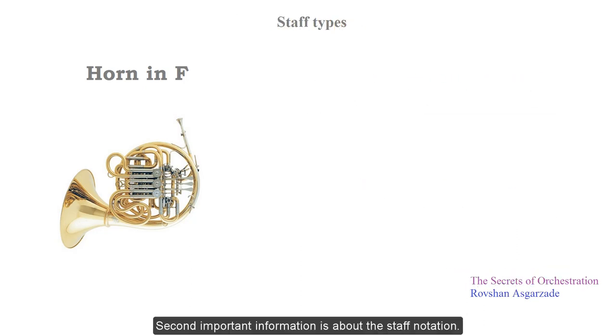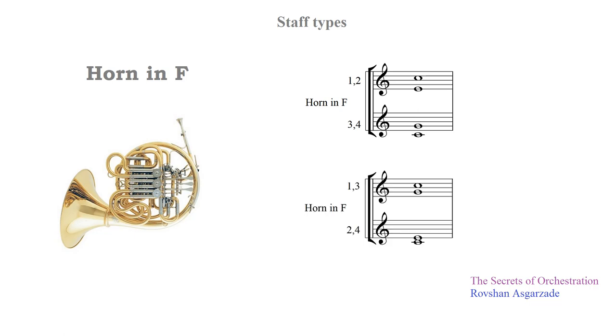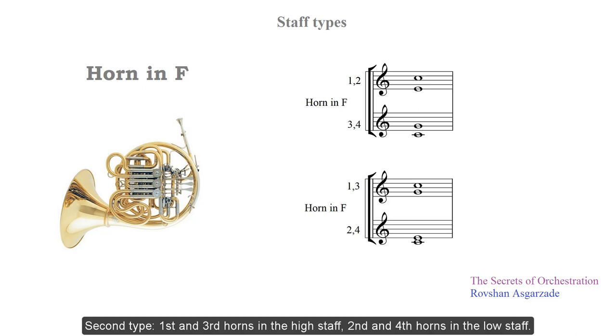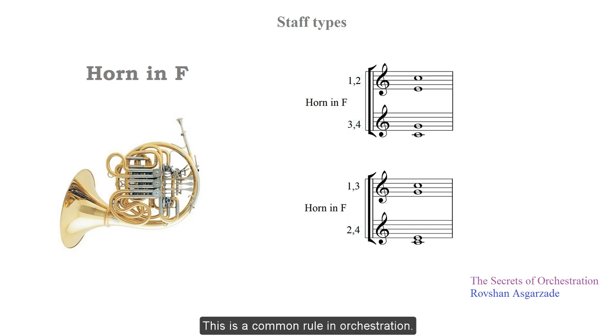The second important information is about the staff notation. Two types of staff notation are used. First type, first and second horns in the high staff, third and fourth in the low staff. In the other notation type, first and third horns in the high staff, second and fourth horns in the low staff. But in both notations, first and third horns take high notes, second and fourth horns take low notes of the chord. This is a common rule in orchestration.